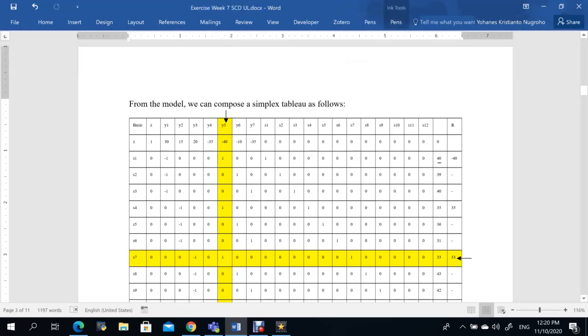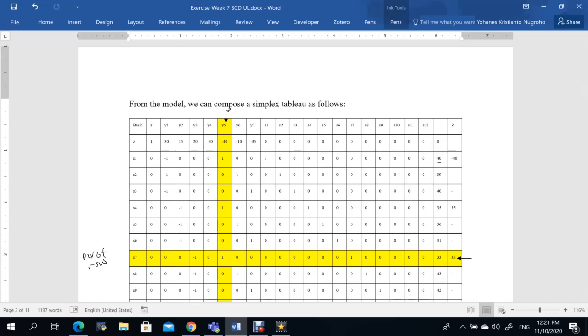Here is the entering variable, right? And S7 should be the first leaving variable, and then we call this S7 row the pivot row. Okay, and we have to again change all the values in each cell in this matrix by using Gauss-Jordan elimination.